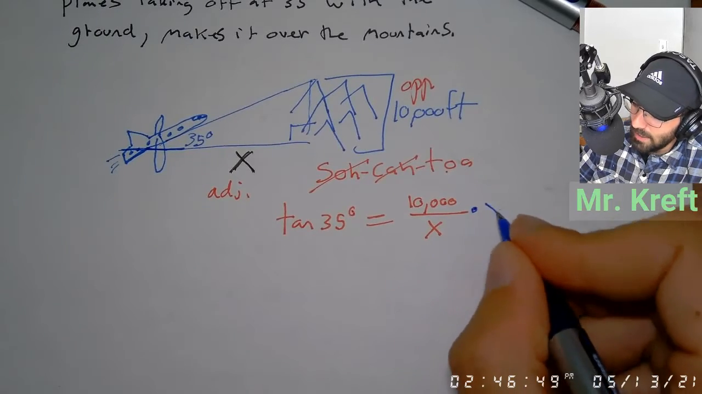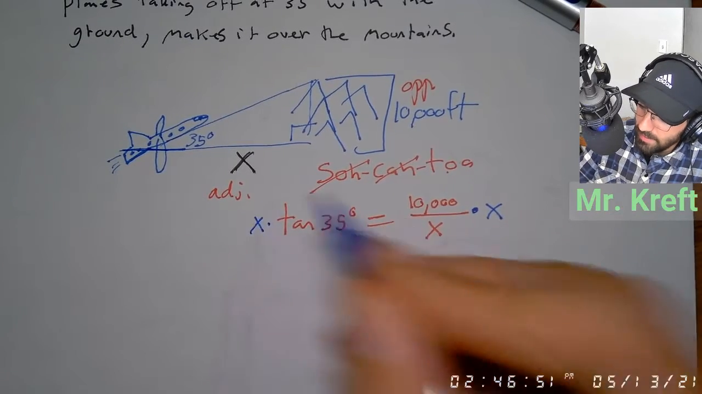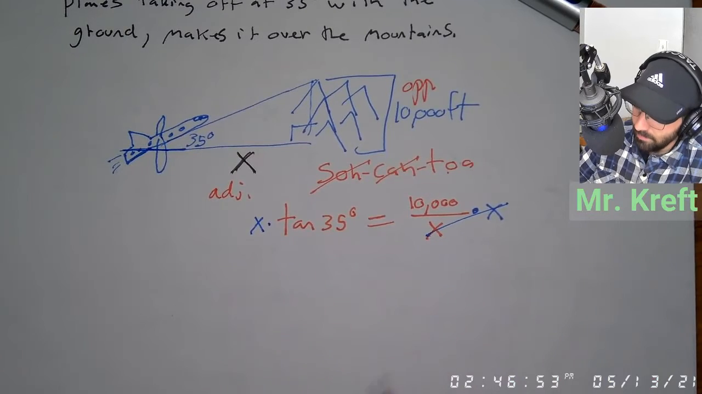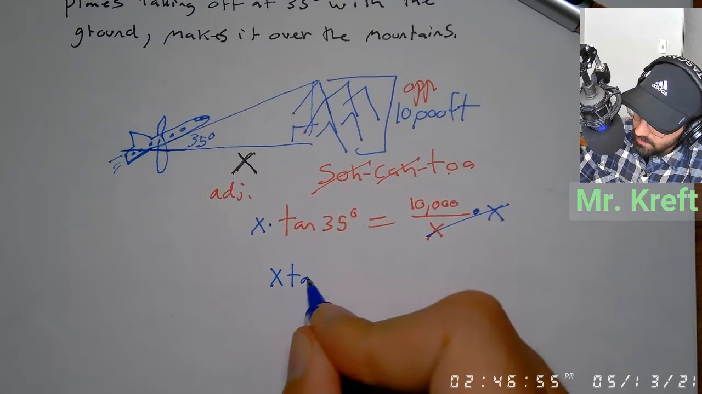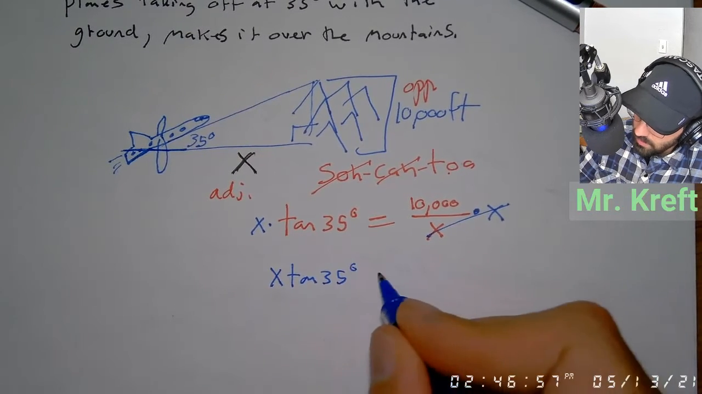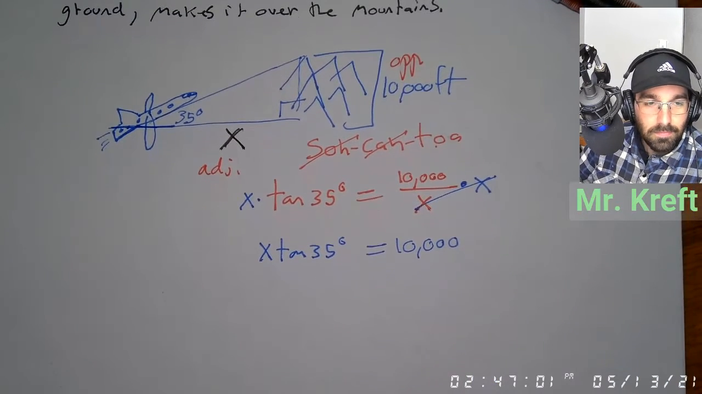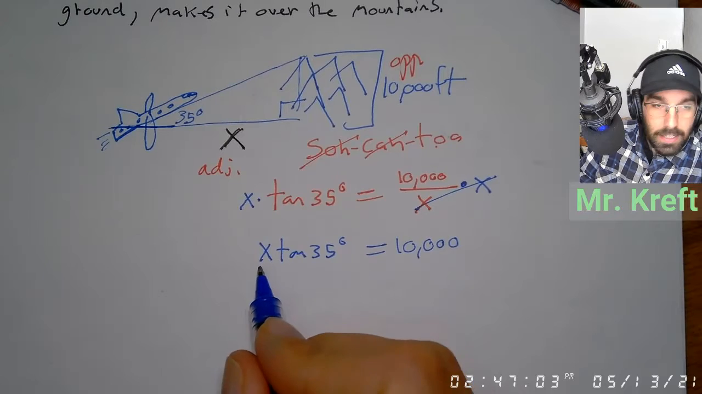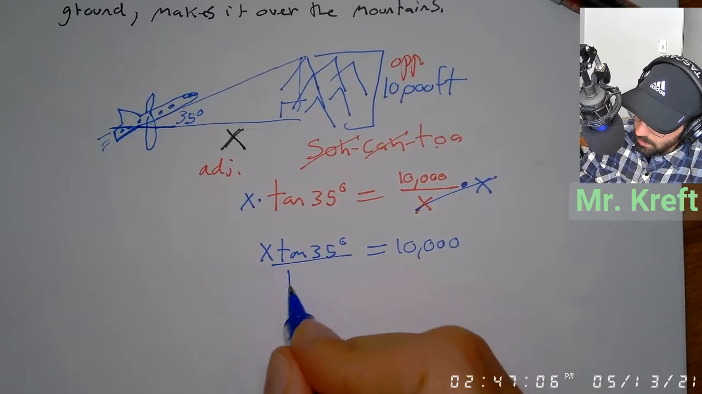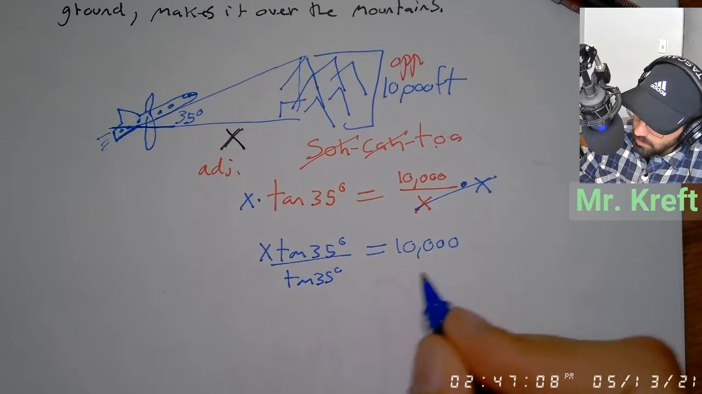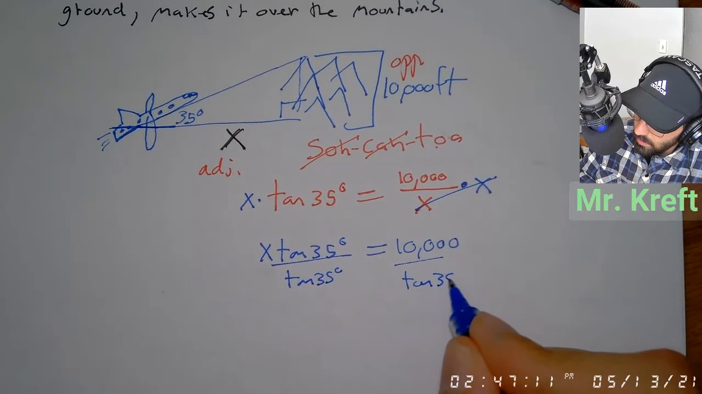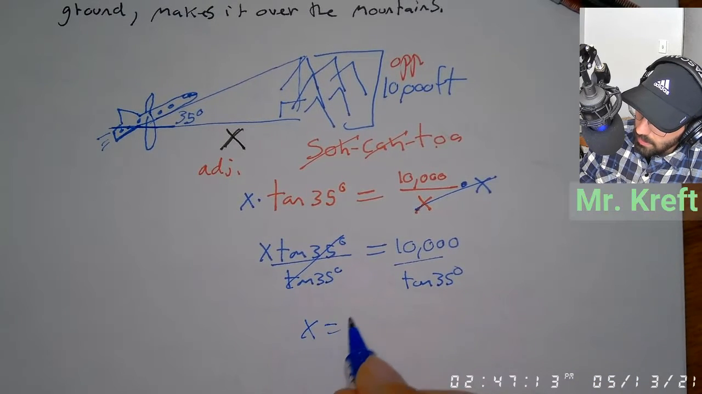Detective sounds cool. So what if I multiply both sides by x like this? The x's go away. I get x tangent of 35 degrees equals 10,000. Okay. But I don't want the tangent here, so I'm going to divide by tangent of 35 degrees. And so that is my exact answer.